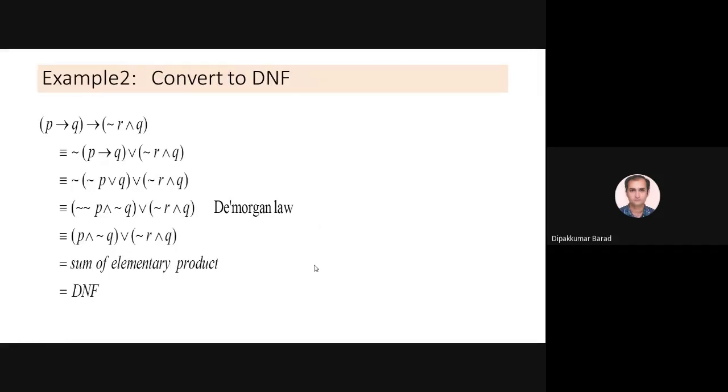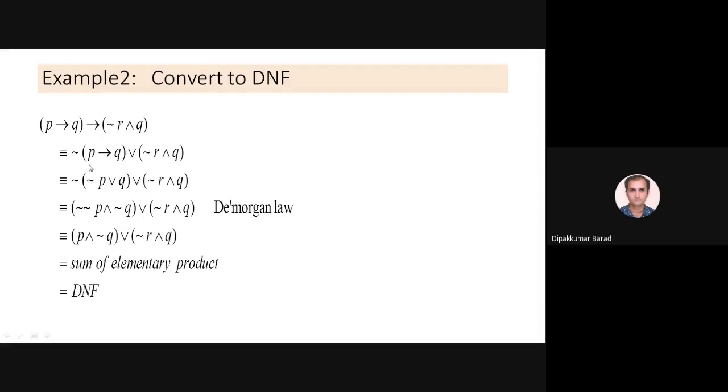Now, (P implies Q) implies (not R and Q). So not (P implies Q) or (not R and Q). Which is logically equivalent to, again, not of (not P or Q), or (not R and Q). Here I forgot to write the bracket, a bigger bracket is here. Now we apply the not, and not of not P becomes P, and not Q.